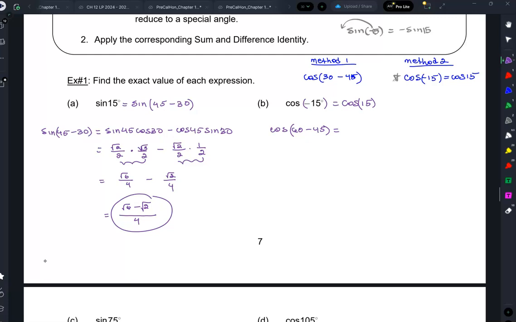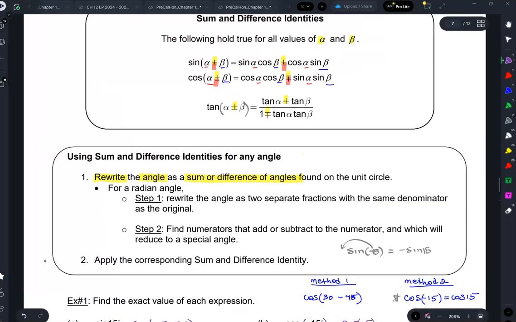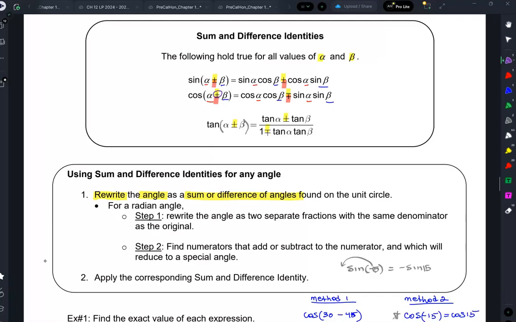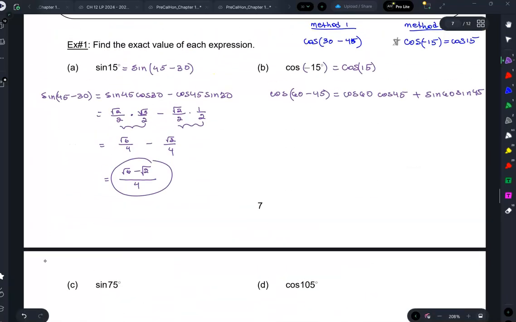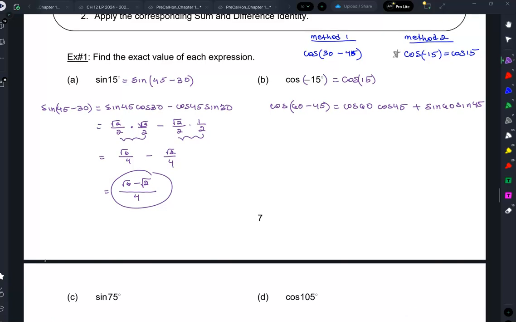So here now this one is cosine, so it's going to be cosine, cosine, sine, sine. Cosine, cosine, and it's plus sine, sine. Keep the angles the same, 60, 45, 60, 45. Because look at the cosine: if it's a plus, then it's a minus. Because 60 minus 45 is one way to get 15. So we did 60 minus 45.